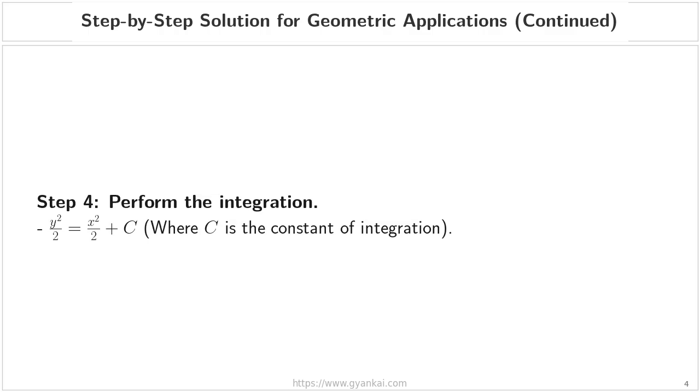Step-by-step solution for geometric applications, continued. Now that we have set up our integrals in the previous step, let's move on to step 4, where we actually perform the integration. When we integrate y with respect to y, we get y squared over 2. Similarly, integrating x with respect to x gives us x squared over 2. And of course, we must remember to add c, which represents our constant of integration.